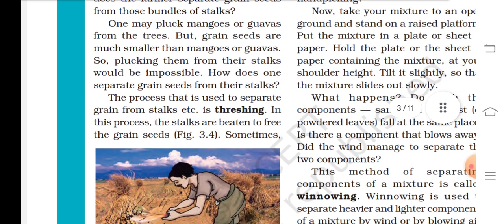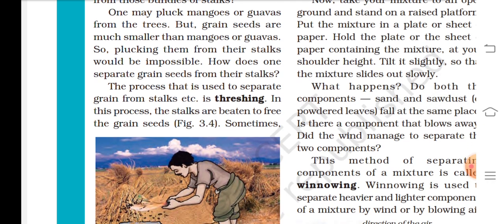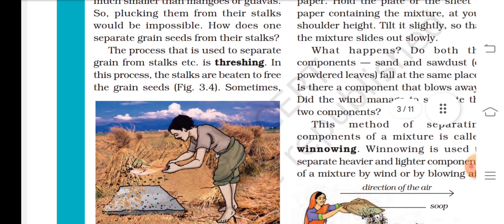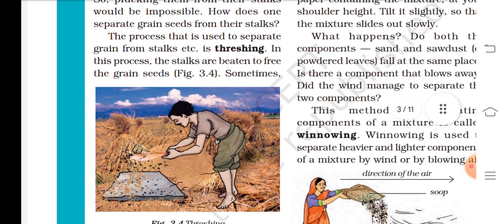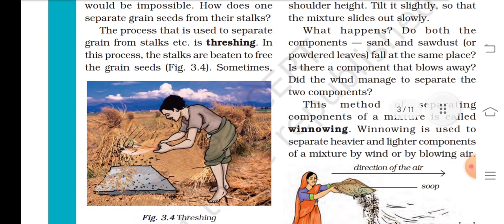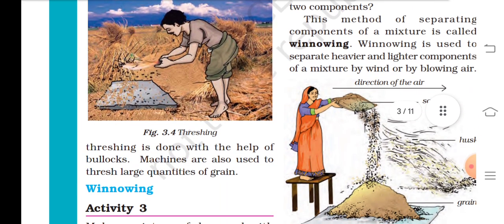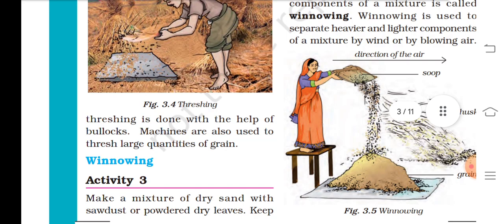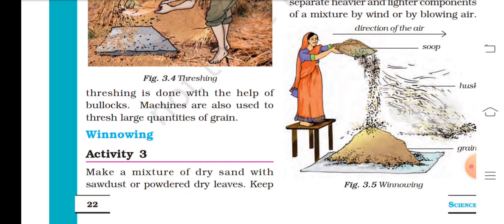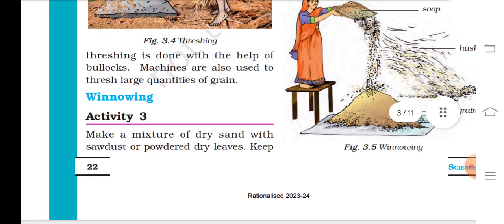One may pluck mangoes or guavas from the trees, but grain seeds are much smaller than mangoes or guavas, so plucking them from their stalks would not be possible. How does one separate grain seeds from their stalks? The process that is used to separate grain from stalk is called threshing. In this process, the stalks are beaten to free the grain seeds. Sometimes threshing is done with the help of bulls. Machines are also used to thresh large quantities of grain.